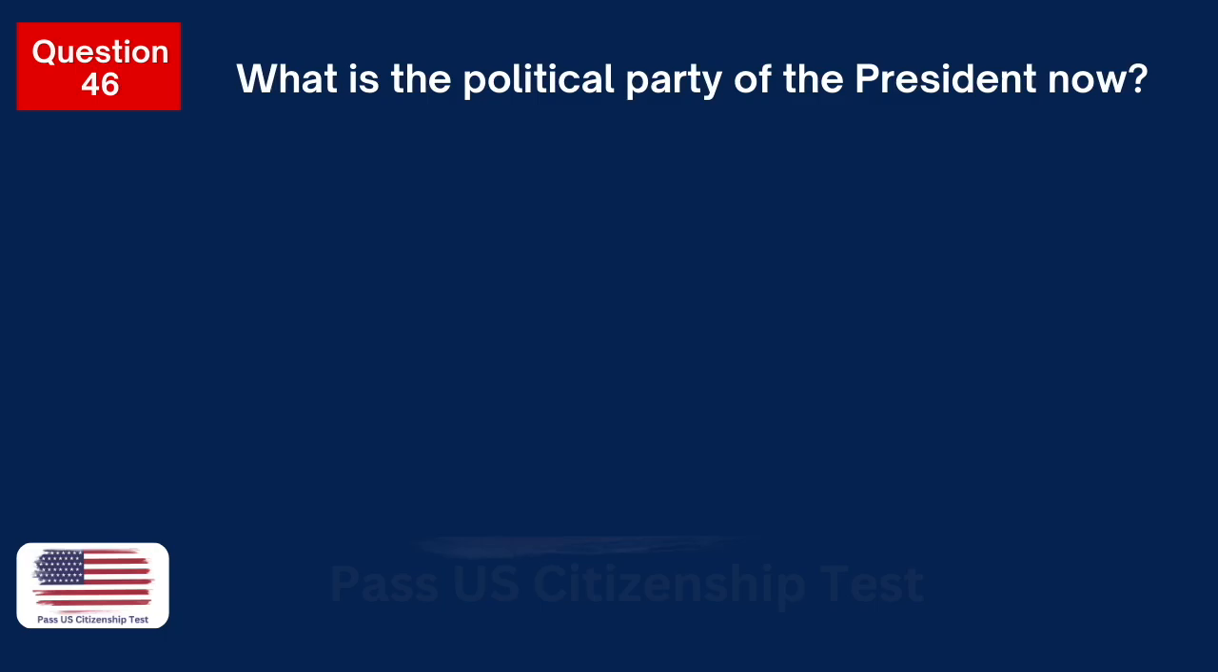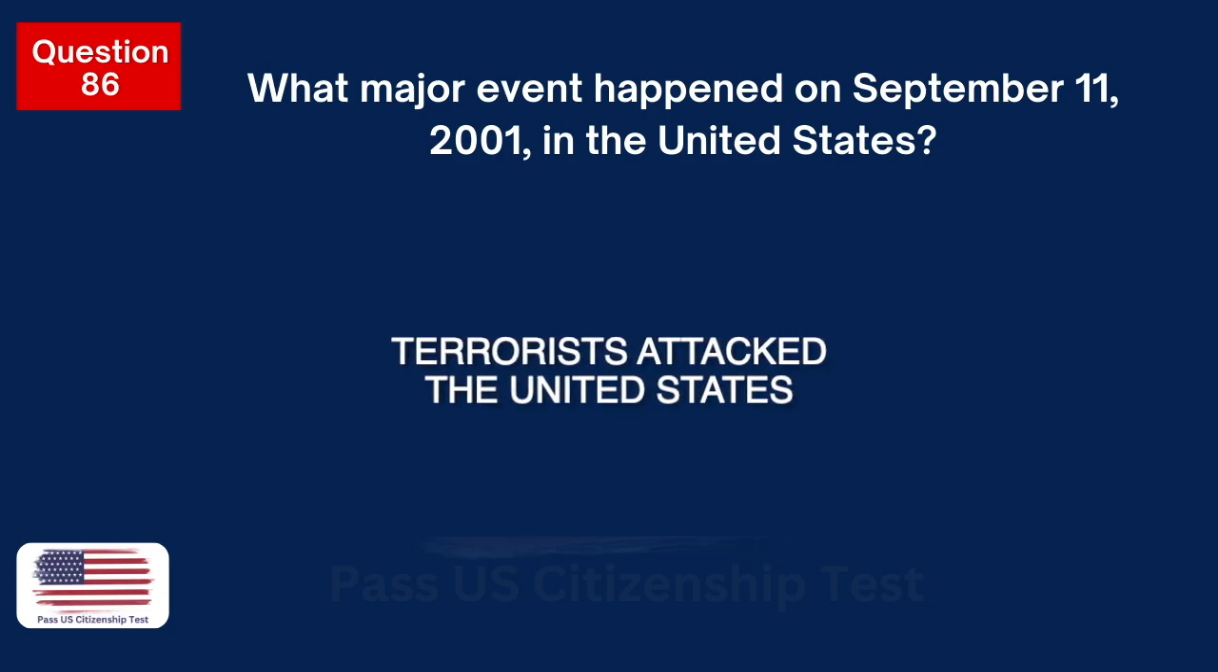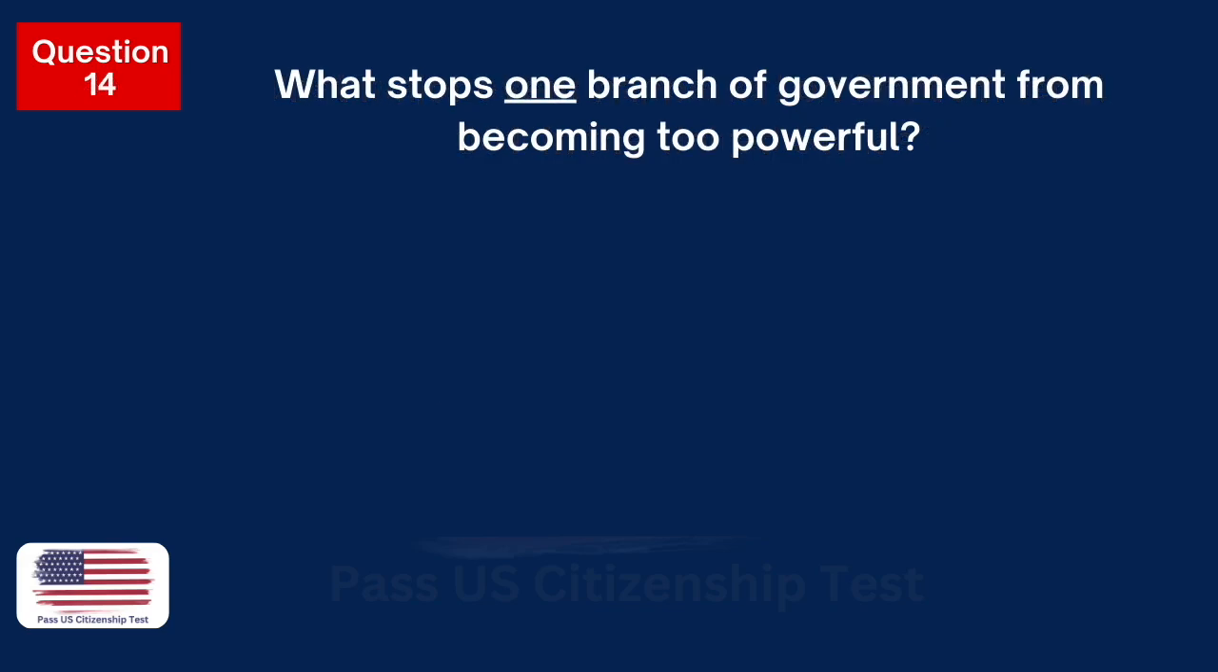What is the political party of the president now? Republican. What major event happened on September 11, 2001 in the United States? Terrorists attacked the United States. What stops one branch of government from becoming too powerful? Checks and balances.